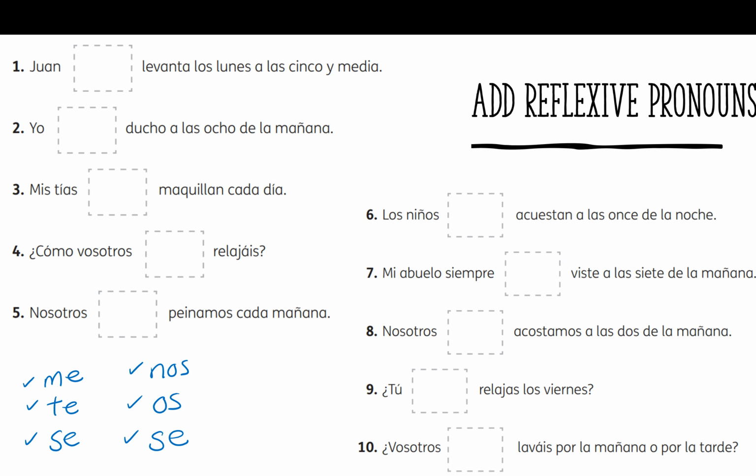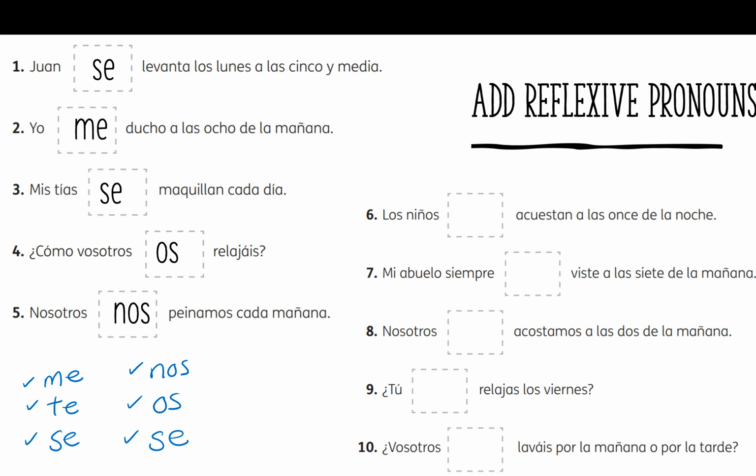Yo something ducho, talking about me, myself. Yo me ducho a las 8 de la mañana. Mis tías, my aunts, so they. Mis tías se maquillan cada día. ¿Cómo vosotros os relajáis? How do you relax? Nosotros nos peinamos cada mañana. We brush our hair every morning.